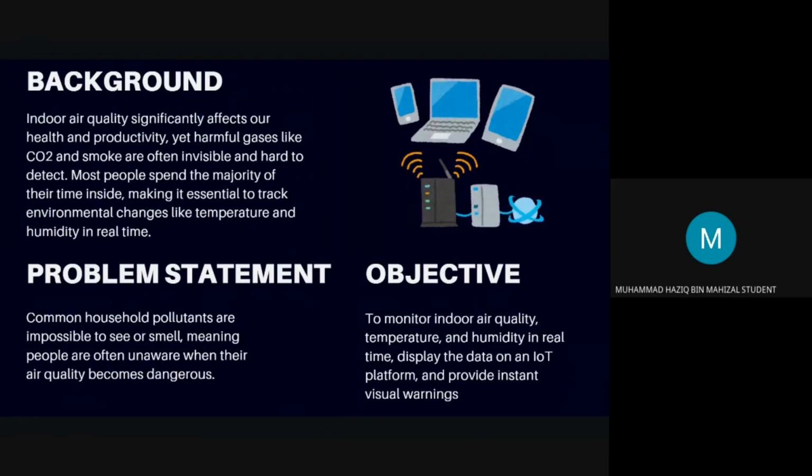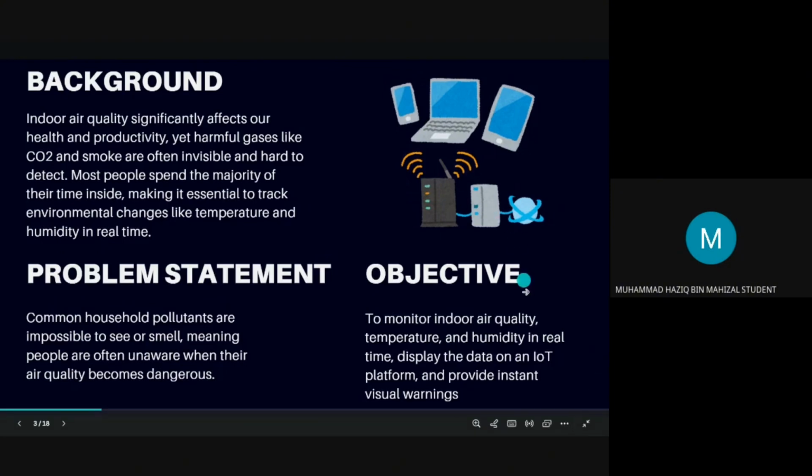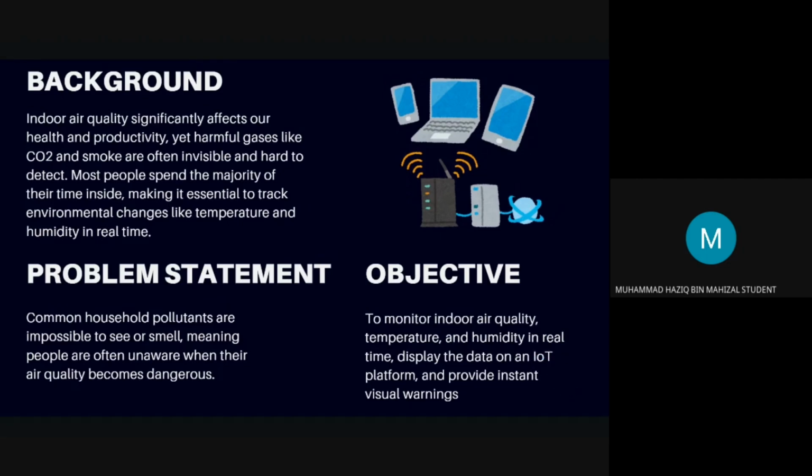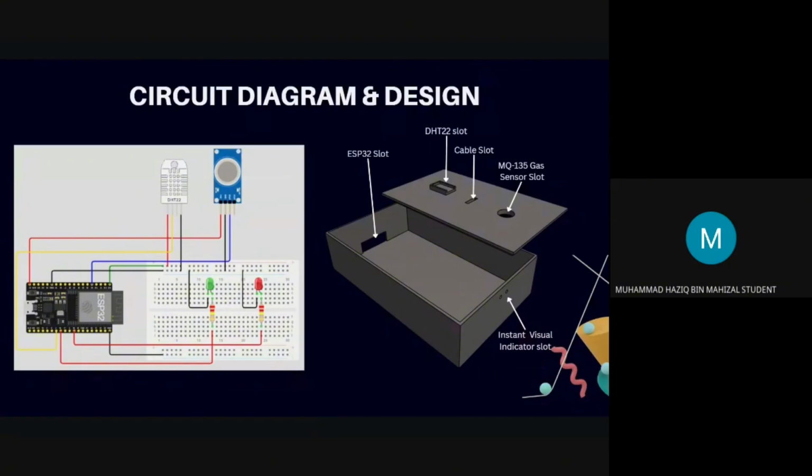The objective for this project is to monitor indoor air quality, temperature, and humidity in real time, and display the data from the sensors on an IoT platform that provides instant visual warnings. These are the circuit diagram and the enclosure design.